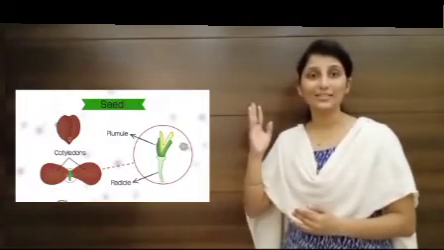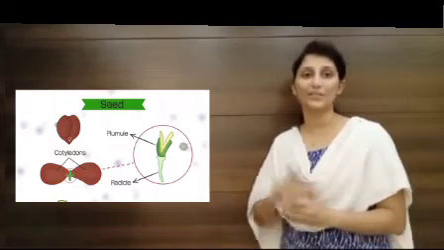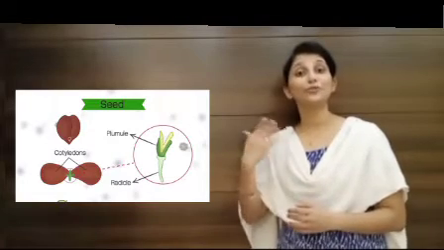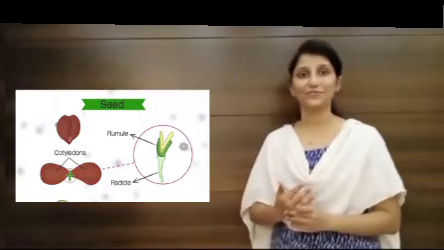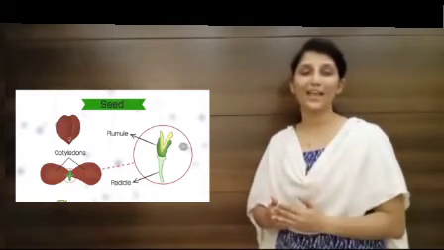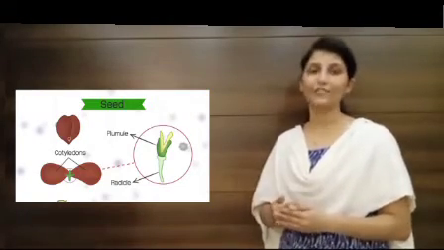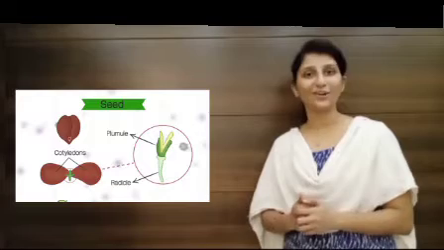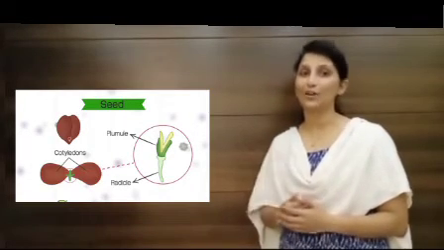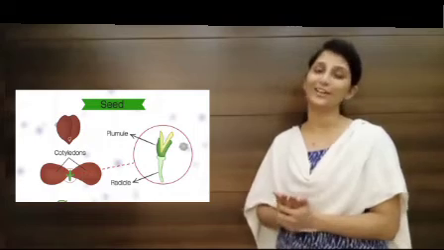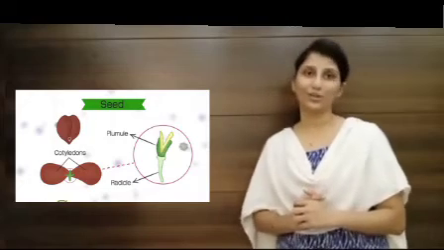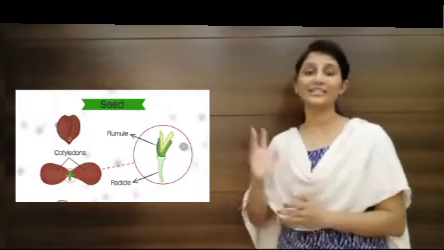This embryo has two parts. You can look at the upper part, which is called the plumule, and the bottom part, which is called the radicle. The plumule gives rise to the future shoot and the radicle gives rise to the future root. The other two structures are called the cotyledons. You can see two cotyledons. If a seed has two cotyledons, it is called a dicotyledon, and if it has only one cotyledon, it is called a monocotyledon. In this picture, we can see two cotyledons. That means it is a dicot seed.